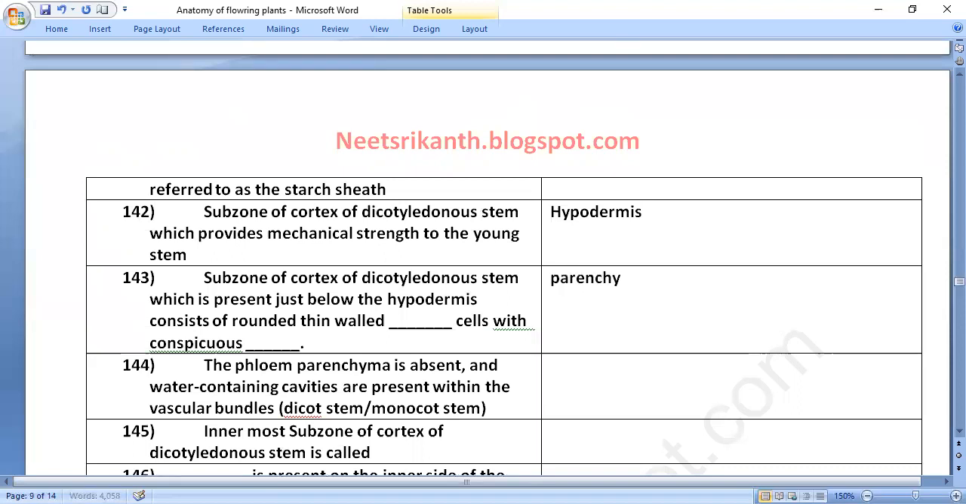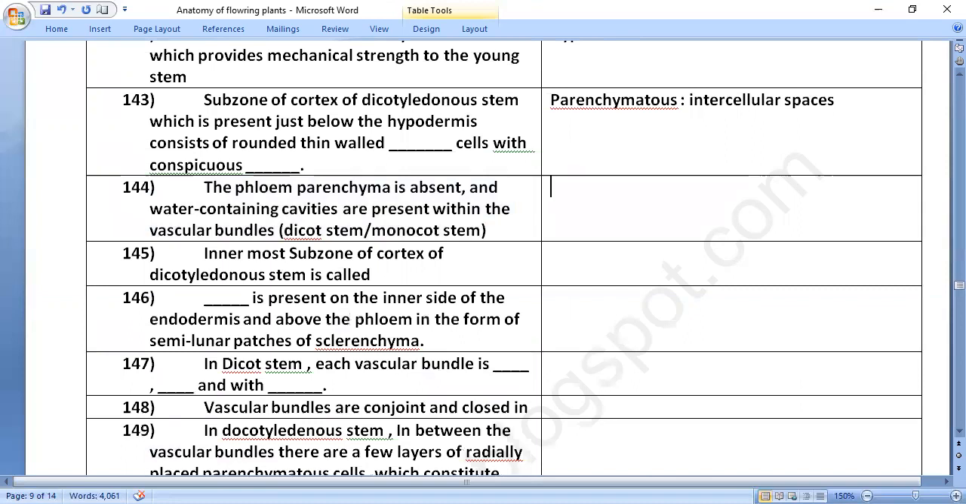parenchymatous cells with conspicuous intercellular spaces. The phloem parenchyma is absent, and water-containing cavities are present within the vascular bundles. Dicot stem or monocot stem? It's in monocot stem.